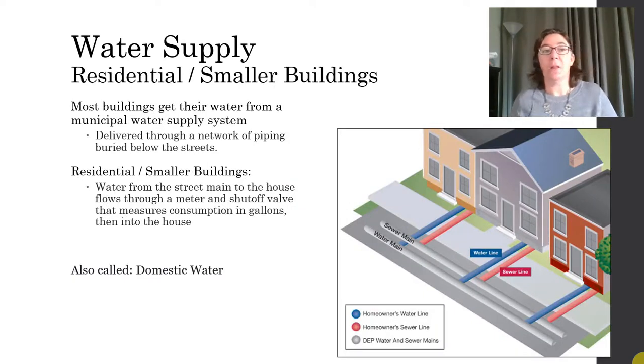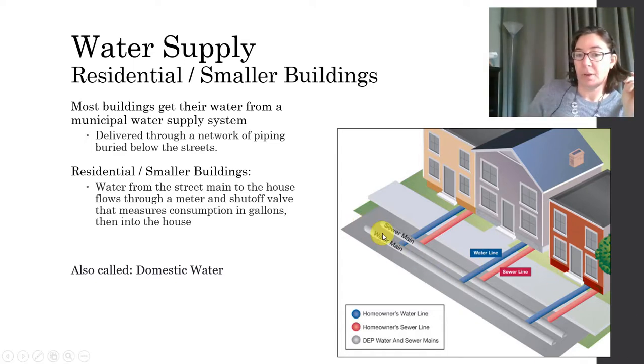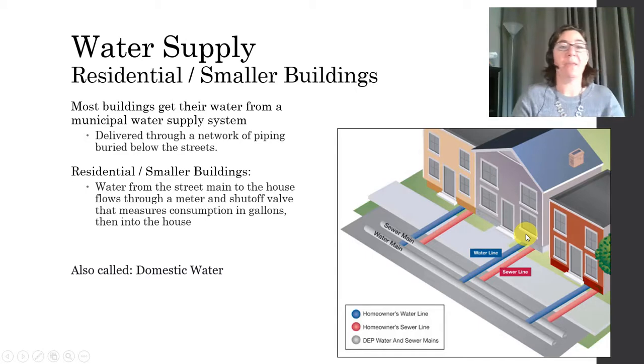Residences and smaller buildings, like most buildings, will get their water through the municipal water supply. It's delivered by a network of pipes that are typically buried underneath the street system. We see it here in the picture. Here's our water main, and the water is going to flow from the water main to the house. There's going to be a water meter and a shut-off valve, and then into the house. You'll also hear this water supply system called domestic water.